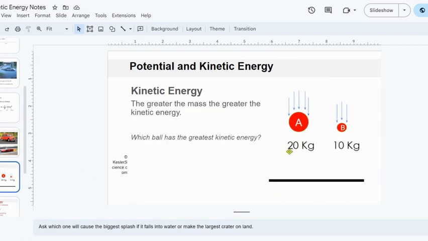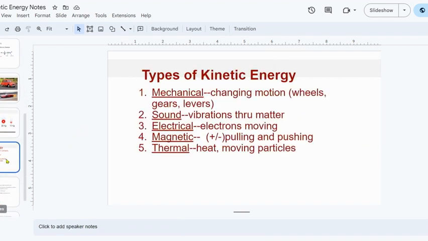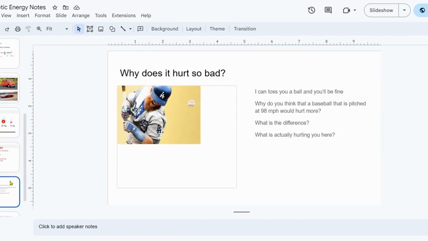Okay. If I take this ball and I drop it or I throw it, this one is going to hurt worse. Well, why? It hurts worse because it has a greater amount of mass. So we're going to say as the amount of mass or the size of the object goes up, the amount of kinetic energy goes up. There are different types of kinetic energy. I'm not talking about that too much in this video.